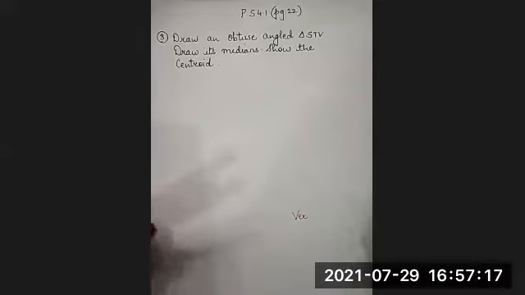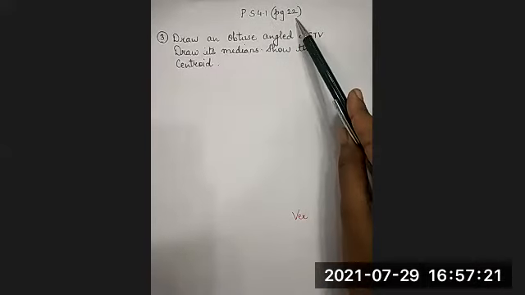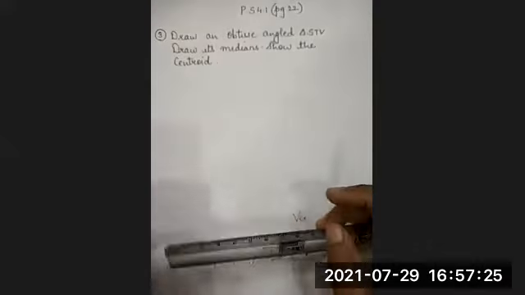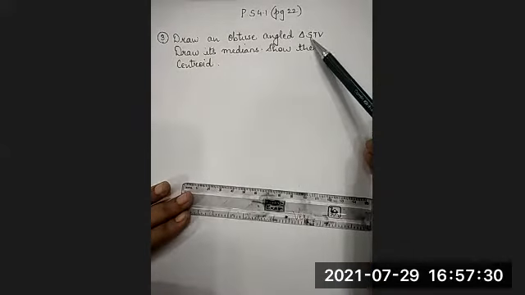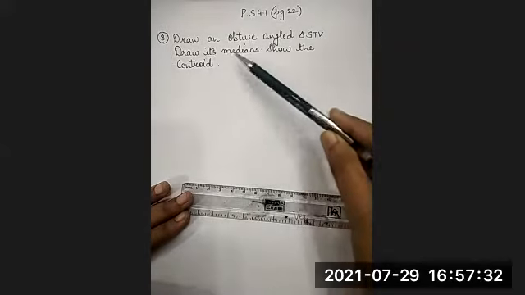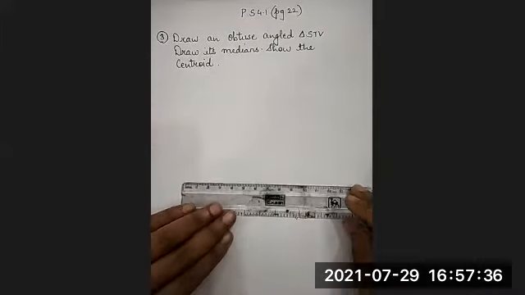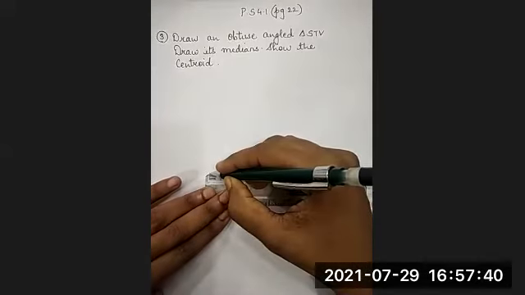Hello friends, in this video we are going to see practice set 4.1, page number 22 of your textbook. Question number 3. The question is, draw an obtuse angled triangle STV, draw its medians, show the centroid. Now the very first step is to draw the triangle. So I will first begin with that.